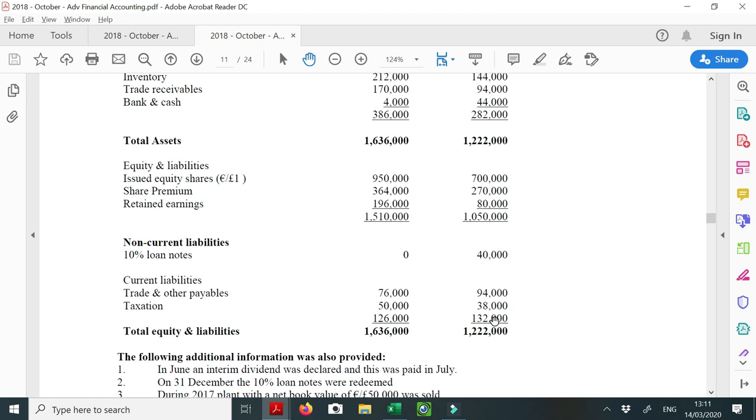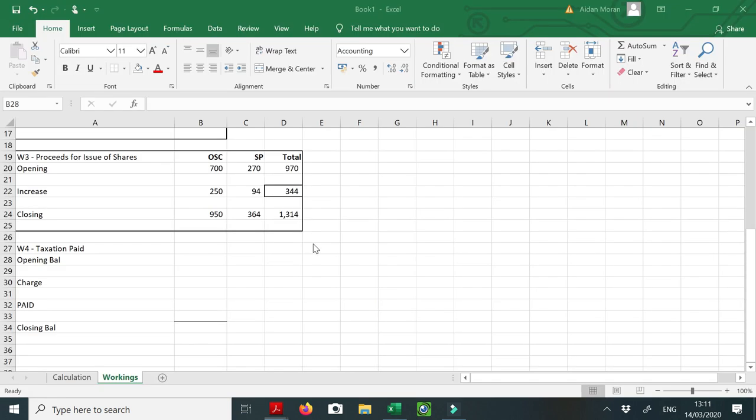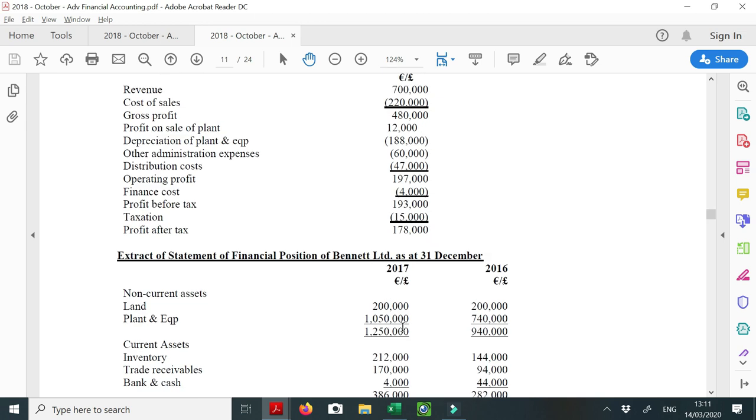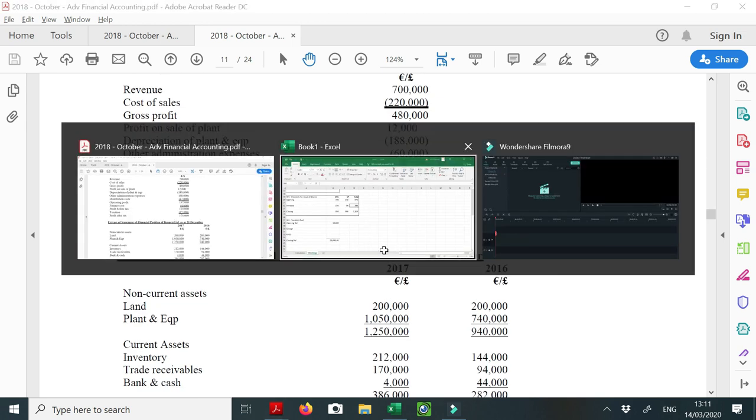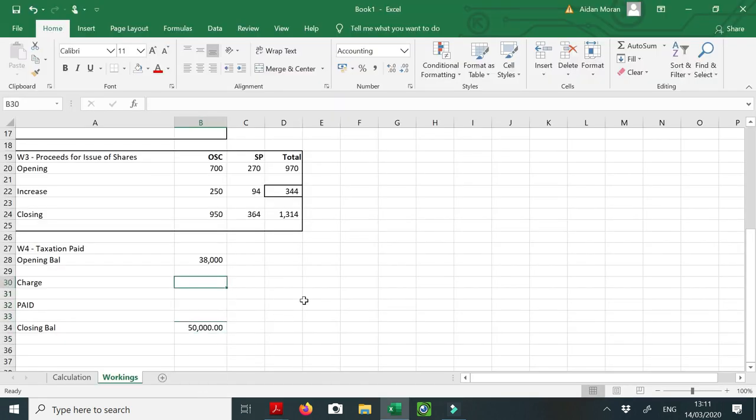Sorry, I'm reading the wrong line. How much did I owe at the start of the year? I owed 38,000. And how much tax did I owe at the end? Was 50. So my opening balance, 38,000. My closing balance is 50. How much was I charged in tax during the year? Well, that's in my income statement, 15. I was charged 15,000.